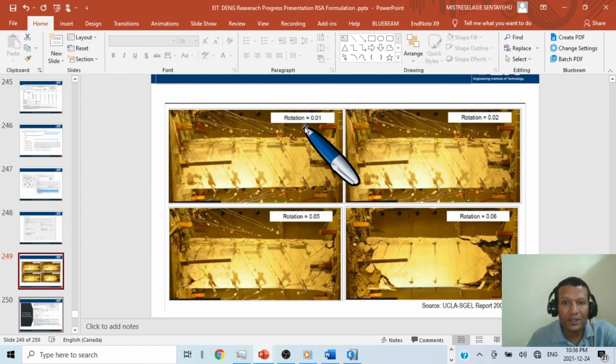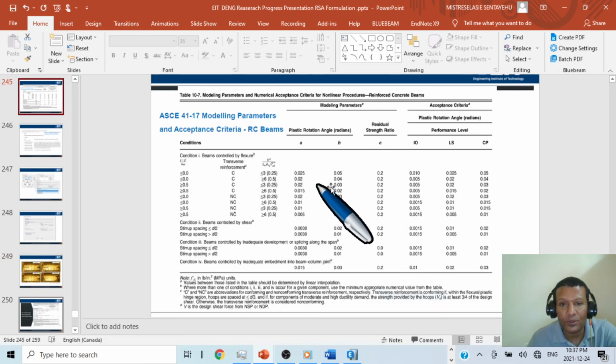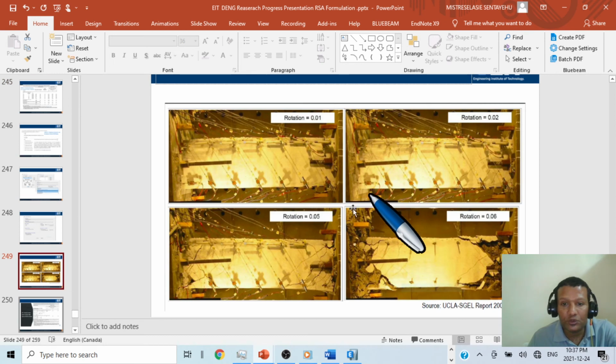So just to know what 0.1, 0.2 are, again I found this from the sources here and from Professor Fuad Najim. Rotation 0.01 means this is a beam, and in the experiment there is no crack, there is nothing. But rotation 0.02 means there is some crack. Rotation 0.05 means like this, 0.06 means like this. So when you read this, you can understand what 0.05, 0.04, 0.02 mean. You can visualize here.